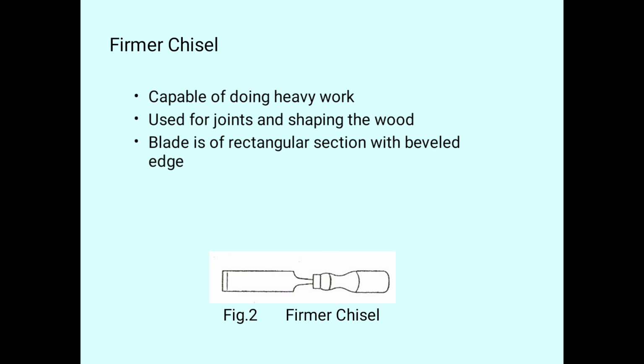Next, the blade is of a rectangular section with beveled edge. How will the blade of the chisel be? It will be in a rectangular section with beveled edge. The edge of this firmer chisel is like a bevel. Next, this will be the length of the blade. The length of the blade of the firmer chisel is 125 mm.